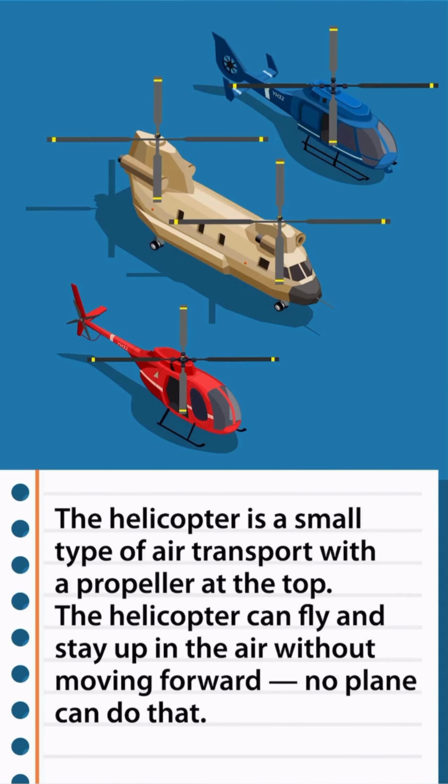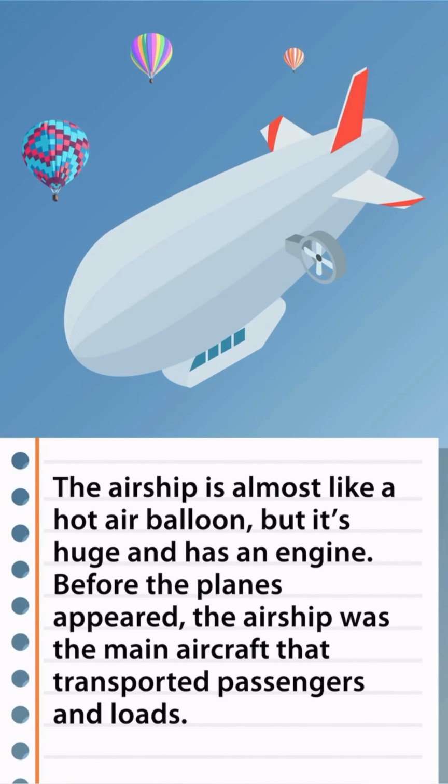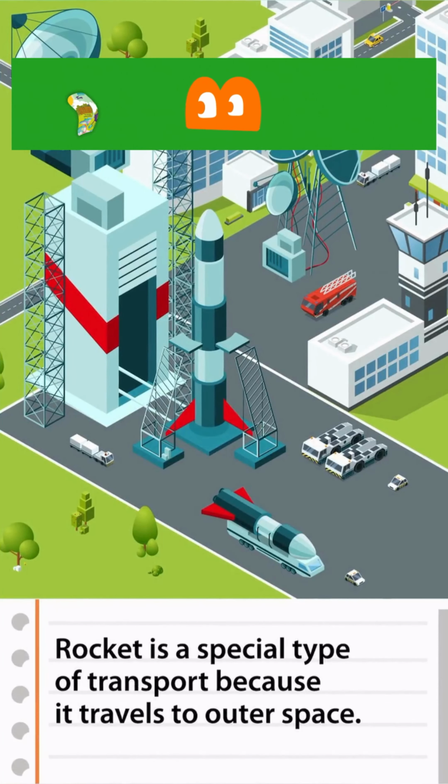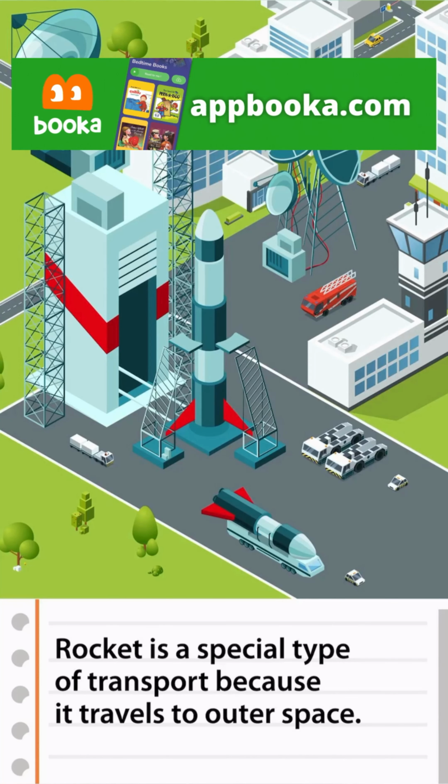The helicopter is a small type of air transport with a propeller at the top. The helicopter can fly and stay up in the air without moving forward. No plane can do that. The airship is almost like a hot air balloon, but it's huge and has an engine. Before the planes appeared, the airship was the main aircraft that transported passengers and loads. Rocket is a special type of transport because it travels to outer space.